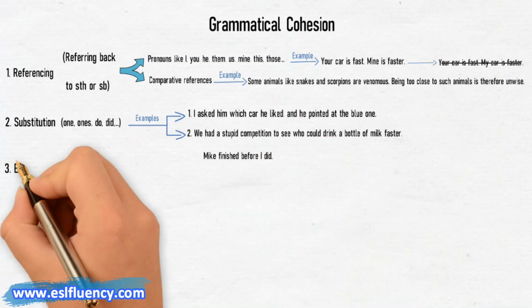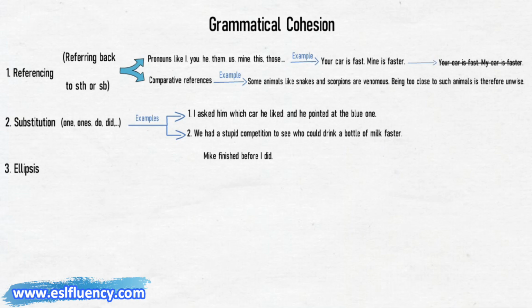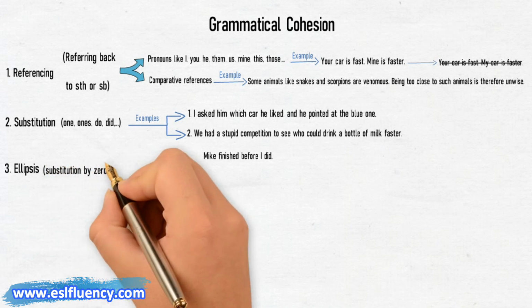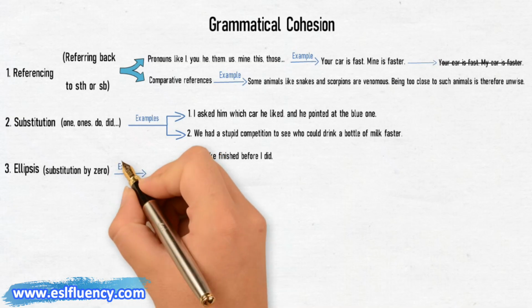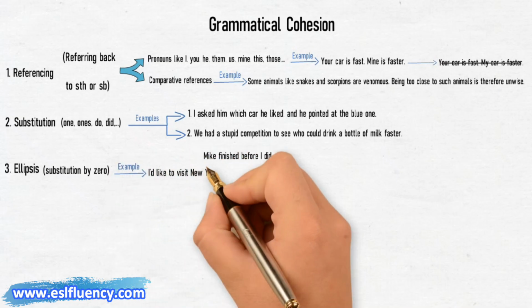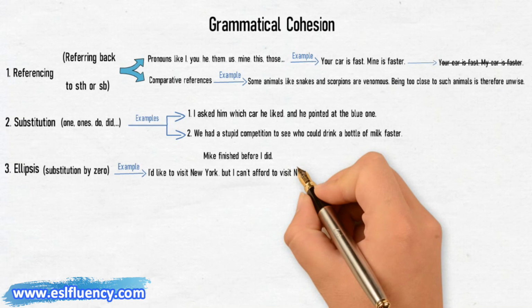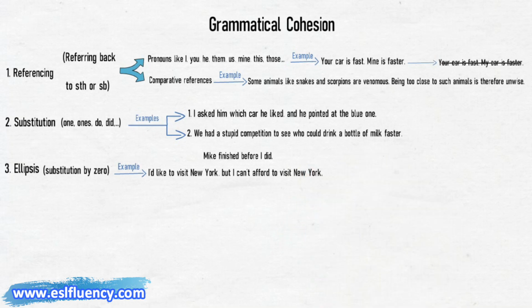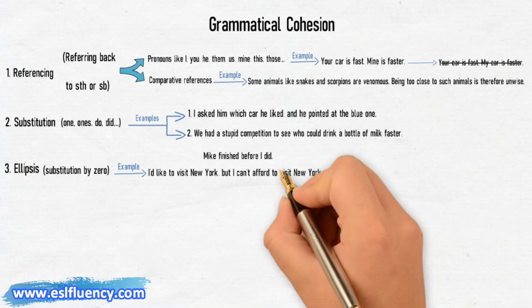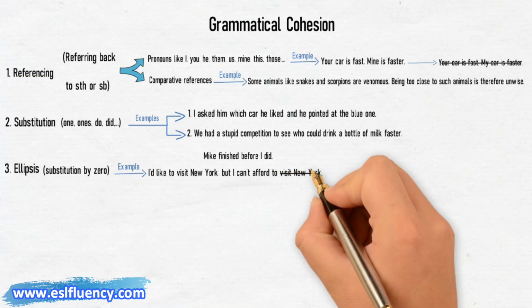Number 3, ellipsis. This one refers to the omission of a word or part of a sentence because the meaning is clear even without them. Since those parts are replaced with no other words, we can also call it substitution by zero. Take a look at this sentence. I'd like to visit New York, but I can't afford to visit New York. How can you get rid of the repetition here? Here is the answer. I'd like to visit New York, but I can't afford to.